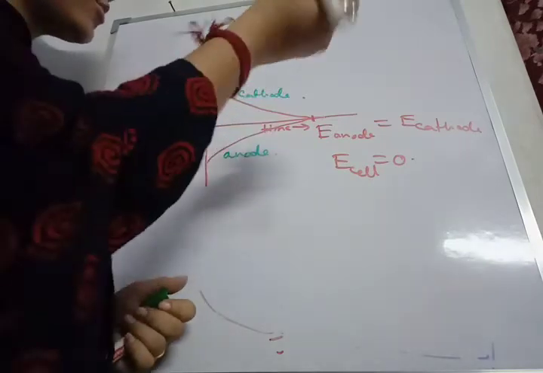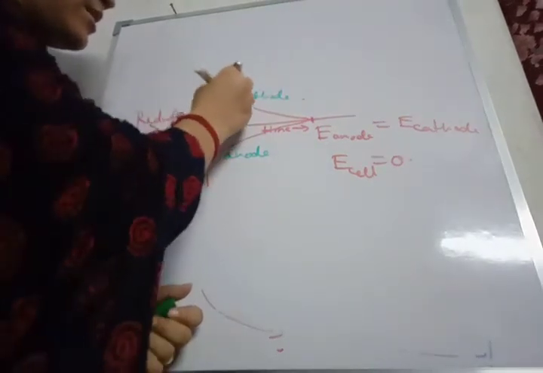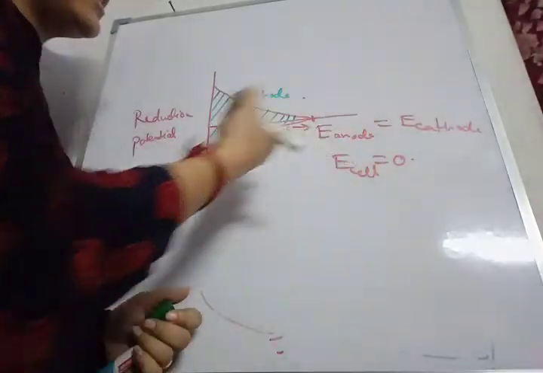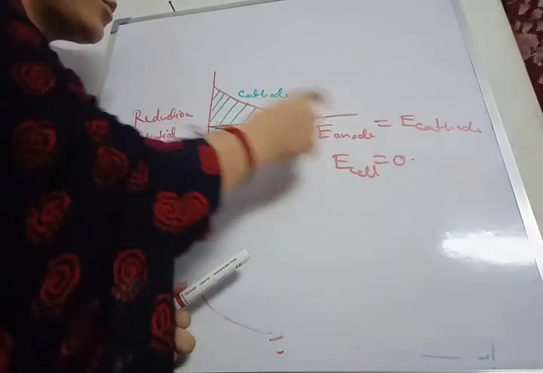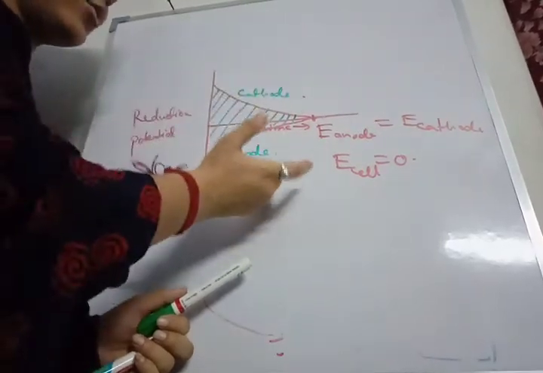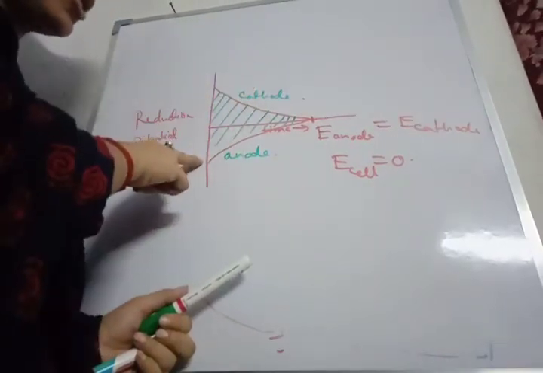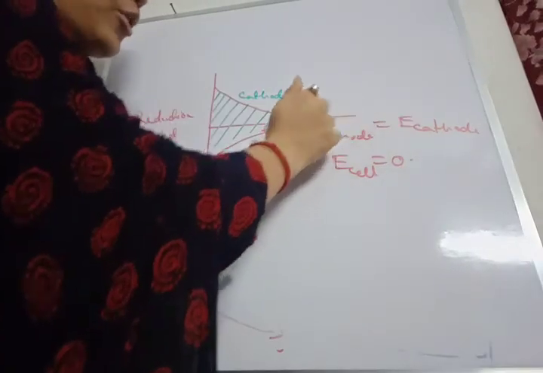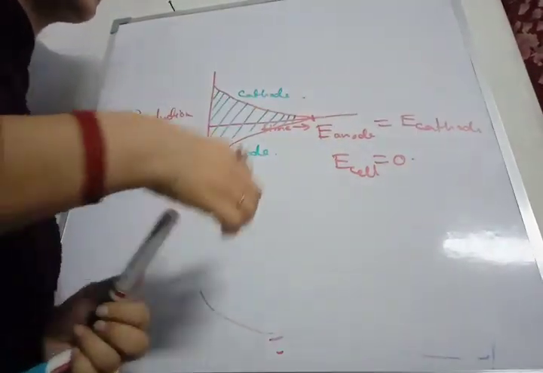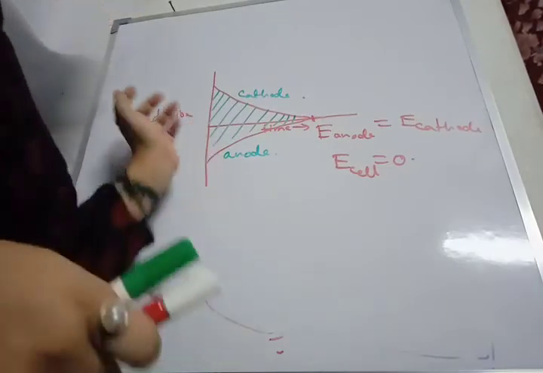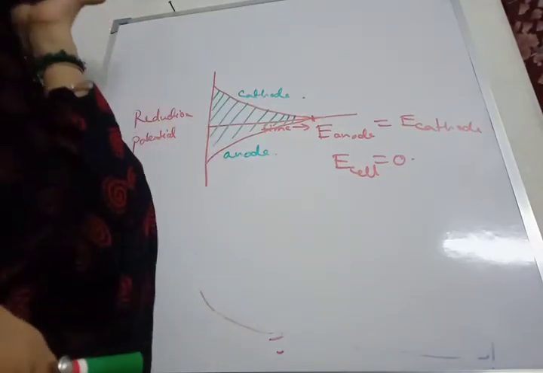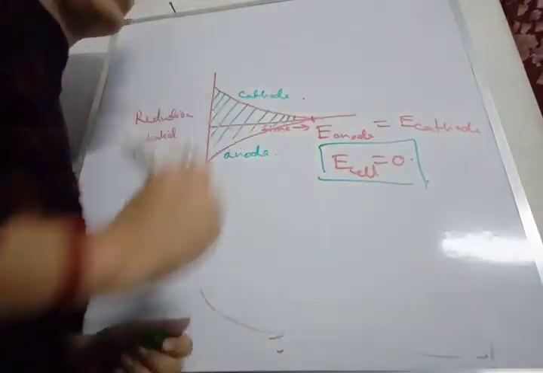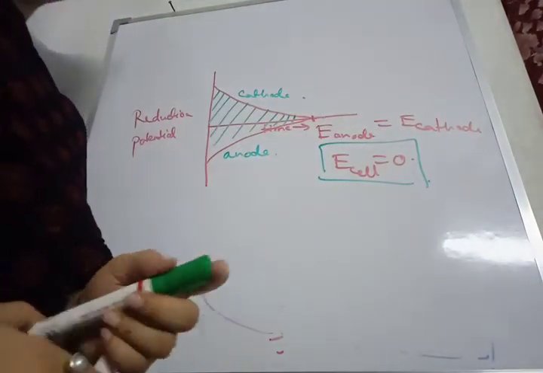So slowly what do we see? The potential, that is EMF, slowly decreases, because EMF is the difference between the potentials of cathode and anode. First the difference was this much, a huge difference. Slowly the difference, that is EMF, is decreasing, and then at a point it becomes equal to 0 when the cell stops working. So this is the reason that the cell stops working after some time, because E cell becomes equal to 0. So that's it, class 12. Thank you.